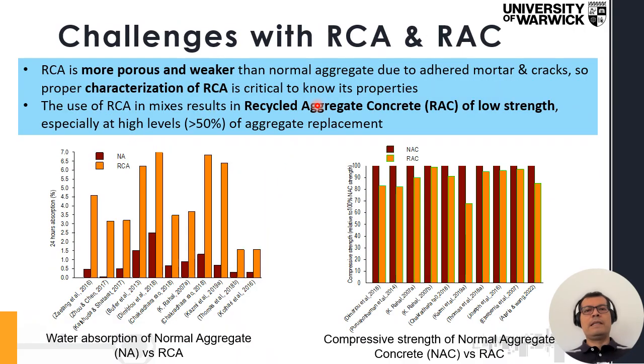And this is some of the things I'm showing in this slide. There are different challenges with the use of both the recycled aggregate, RCA, and with the final product we get, which is the recycled aggregate concrete, which I will call simply RAC. Now, RCA, that's the aggregate itself, is more porous and it's also weaker than the normal aggregates we use in concrete. And this is for different reasons. I'm going to touch only on two.